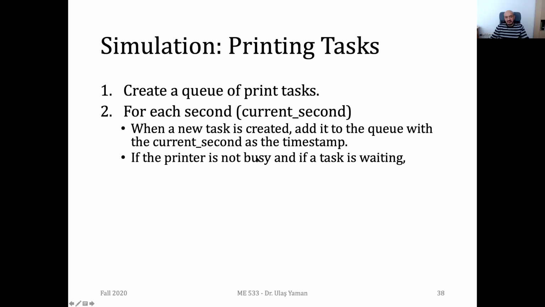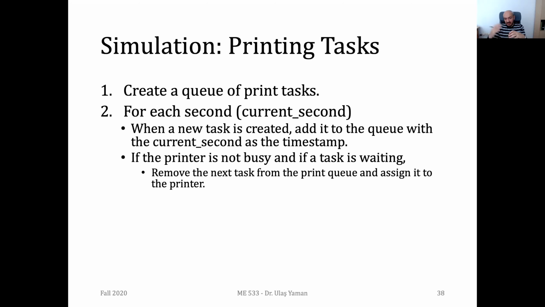Then if the printer is not busy, obviously, if there are no items in the queue, then it will be directly printed. But if there are some items in the queue, then the oldest one in the queue will be removed and assigned to the printer. If the queue is empty, you don't need to do these operations. You can simply transfer it directly to the printer. But if there are some items in your queue, then you should always remove the oldest item from the queue.